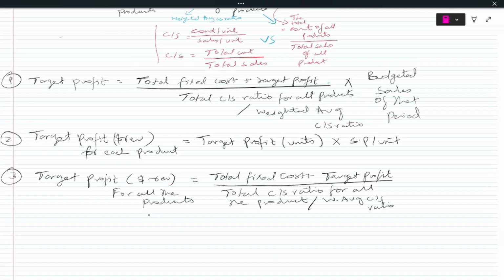So if you have to calculate the target profit in terms of revenue for all the products combined, you will be using this formula. But if you have to calculate the target profit in terms of revenue for each product, that can be product A, B, C, whatever is given to you in the question, then you're going to take the target profit in terms of units, which you will get from the first formula, and times it by the selling price of that product. So these are the three formulas for target profit. I hope there is no problem in this. Let's move forward.